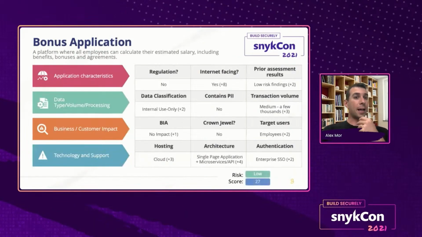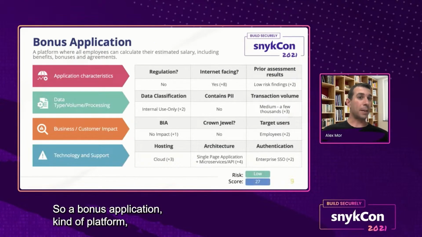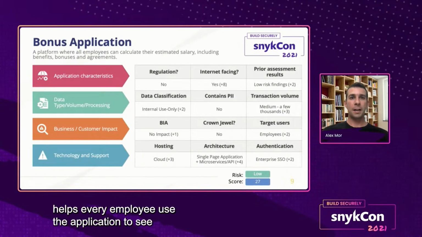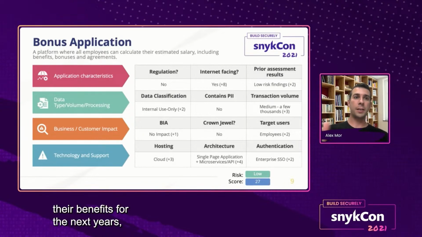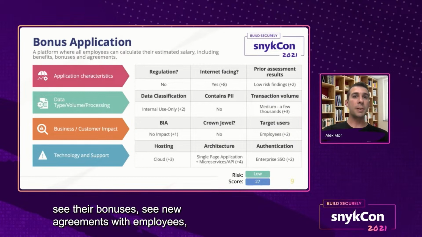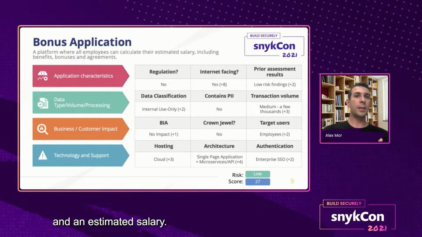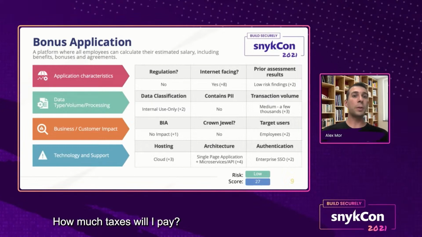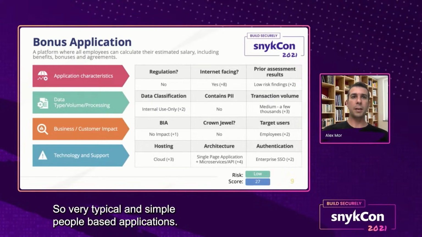One quick example: a bonus application. It's a platform, a very small application that helps every employee see their benefits for the next year, their bonuses, new agreements with employees, and estimated salary. It can do some forecasting. If my salary is increased by 10% by the end of next year, how much will I earn? How much tax will I pay? Very typical and simple people-based applications.